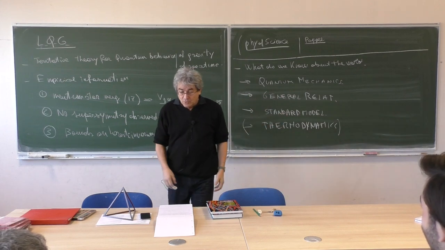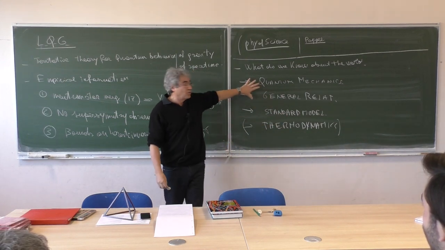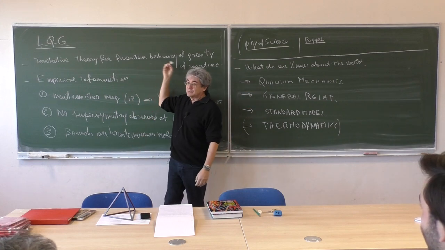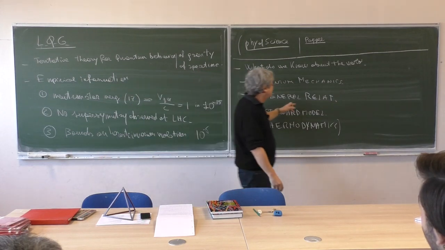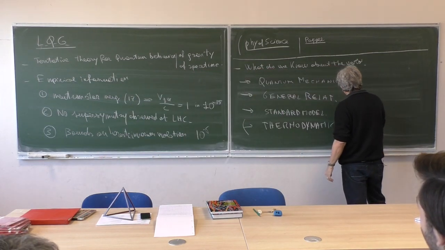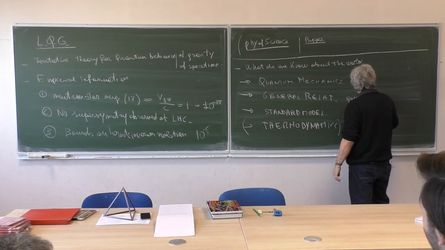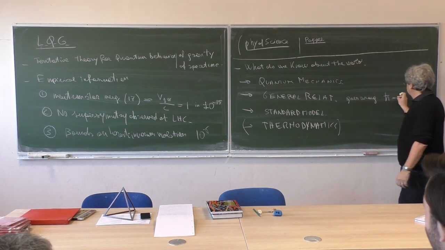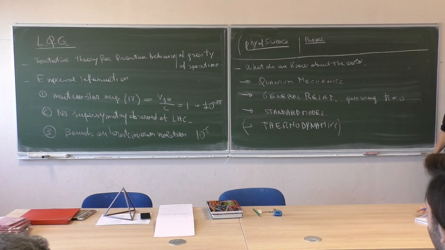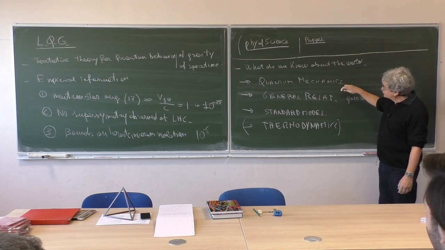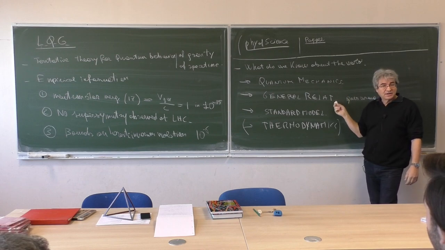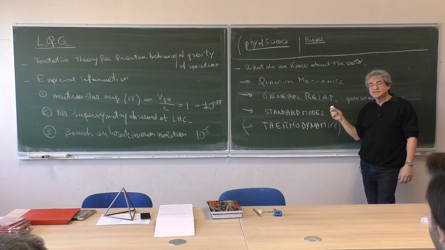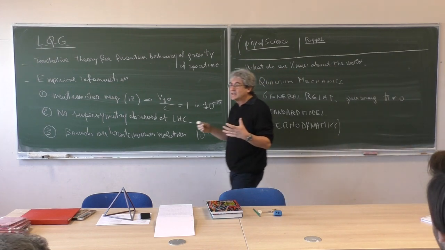Of course, we don't expect that this is the end of the story, right? Because there's no quantum theory of gravity. And of course, general relativity certainly goes wrong when h bar is different from zero, so at small actions. Quantum mechanics most likely has to be readapted to take into account general relativity. Quantum mechanics, it depends on what you mean by quantum mechanics.